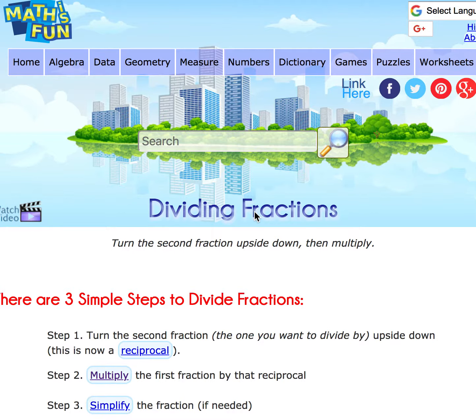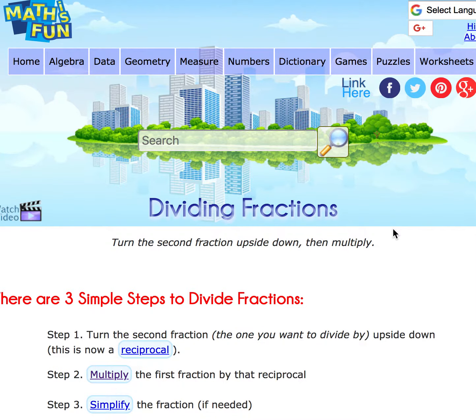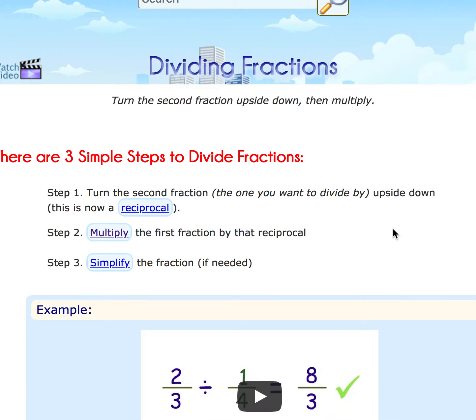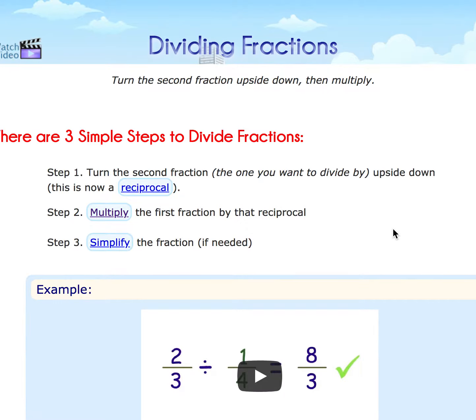This is how to divide fractions, and it's taken from the mathsisfun.com website. So dividing fractions is very much like multiplying fractions. So you need to have done multiplying fractions first, but to divide fractions you just do exactly the same, but you have to do a little flip before you start.